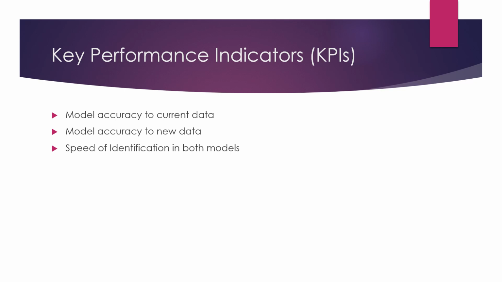The three key performance indicators that we're going to use to test the success of this project are: 1, model accuracy on the current data; 2, model accuracy on the new data; and 3, the speed of identification in both models.